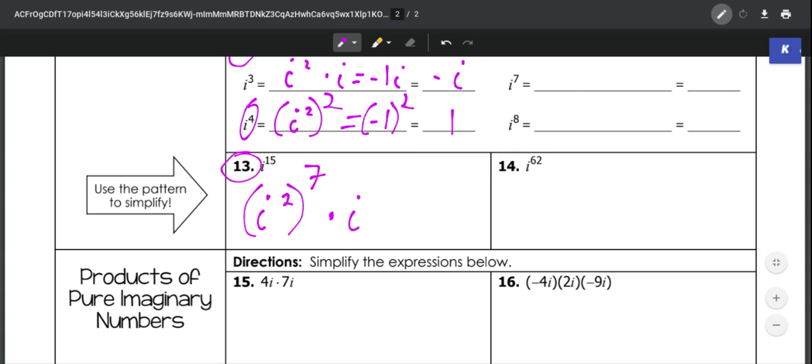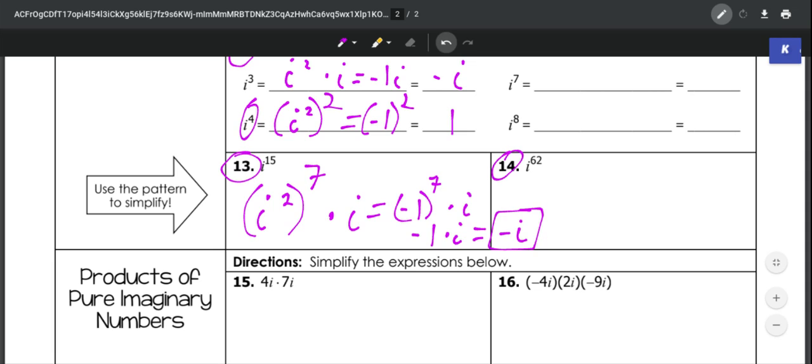So now that we've done that, we know that this on the inside, i squared, is equal to -1. So that's going to be (-1) to the 7th times i. (-1) to the 7th is just -1 times i, so our answer is going to be -i. Hopefully that makes a little bit of sense. It's a little challenging at first to wrap your head around, but the more you do it, the easier it gets. So let's look at another one, number 14.